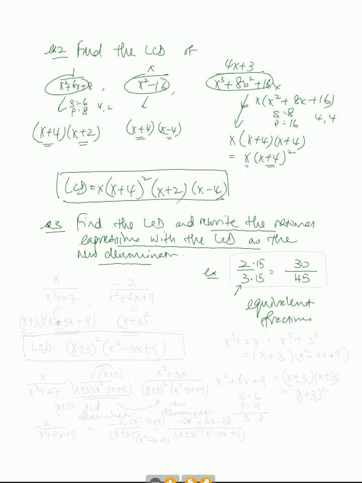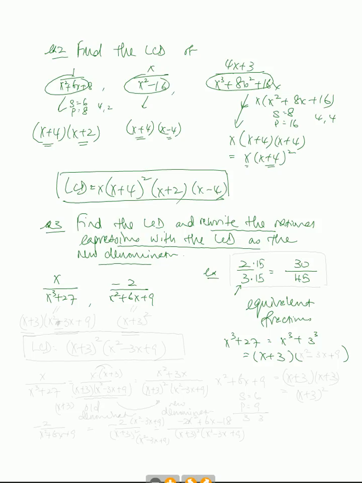Okay, now let's try the example. Let's say you're given the fractions x over x cubed plus 27 and negative 2 over x squared plus 6x plus 9. Okay, let's try that. Let's look at the denominators. Right now I have x cubed plus 27, and that's supposed to be cubed, so it's x cubed plus 3 cubed.